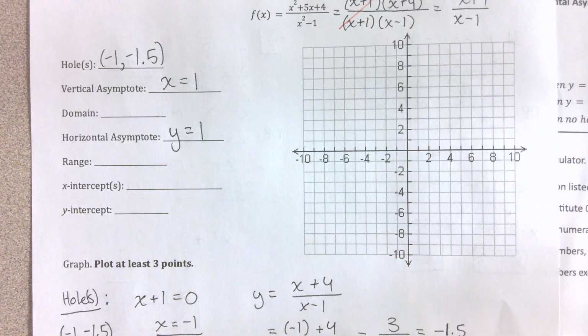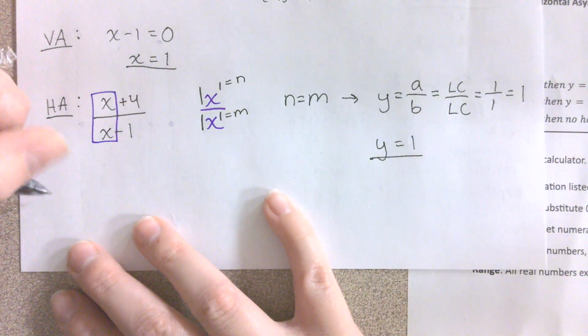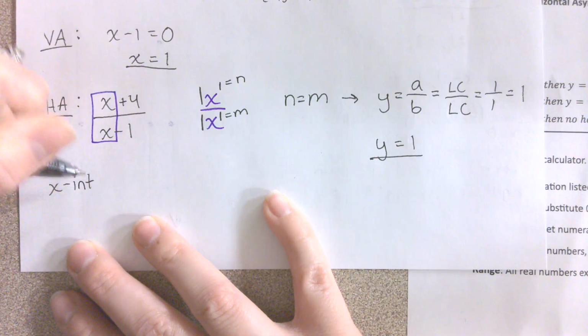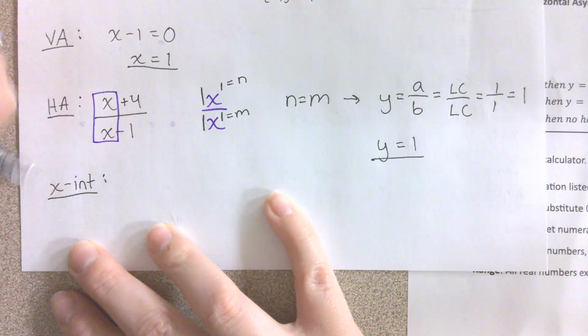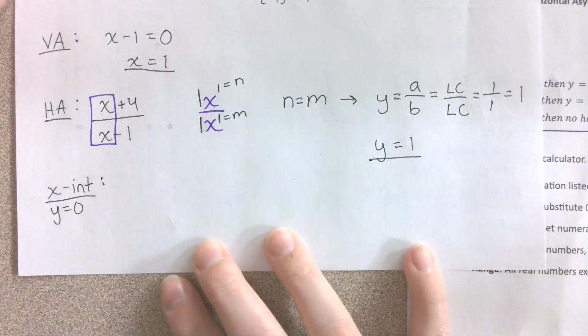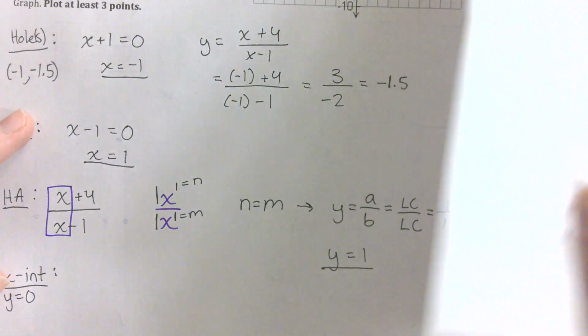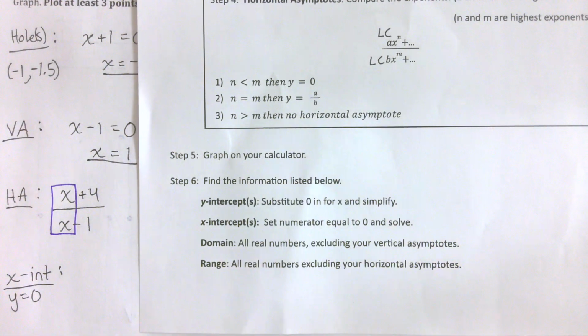Range I'll come back to. X and y intercepts. X-intercepts is where y is 0. Now let's go back to this paper here real quick. Unfortunately, this hint I'm about to give you will not be given to you on the benchmark, so just keep that in mind.